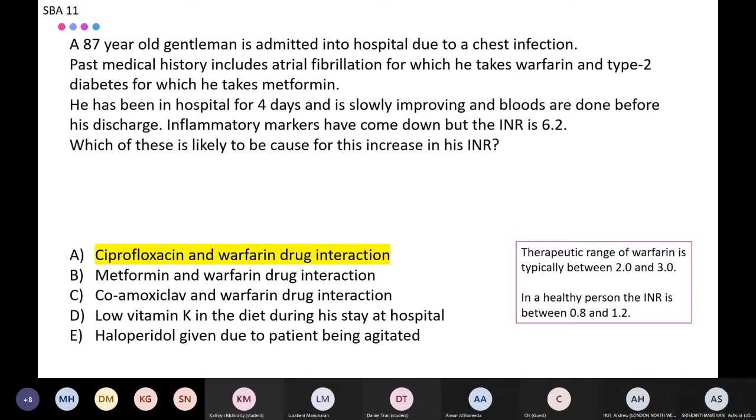So the therapeutic range for warfarin is typically between 2 and 3, whereas in a healthy person we expect it to be between 0.8 and 1.2. So the rest of this here, you've got Coamox, which is something else that can cause the INR to go up, but it's typically seen if they've got a history of kidney or liver impairment. Haloperidol, having low vitamin K and metformin actually lowers the effect of warfarin, so it makes you a bit more clotty, a bit less bleedy.